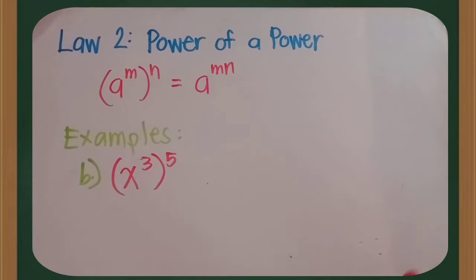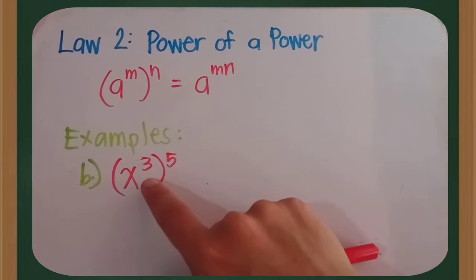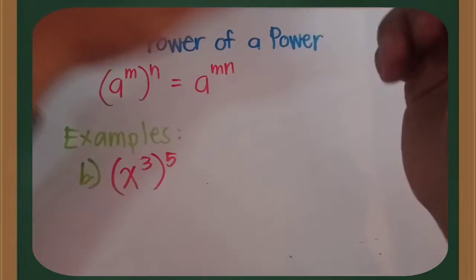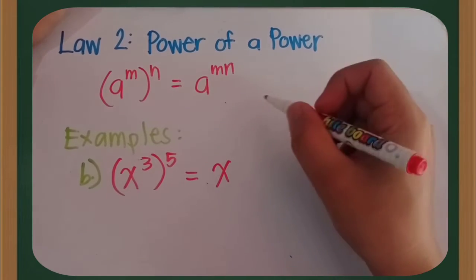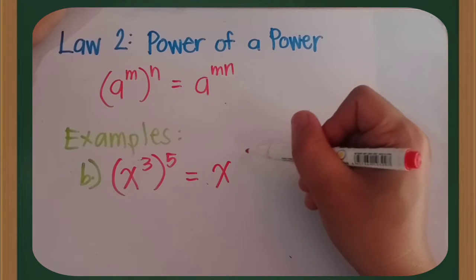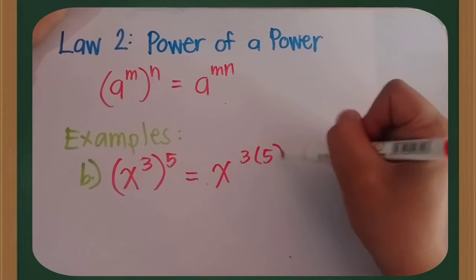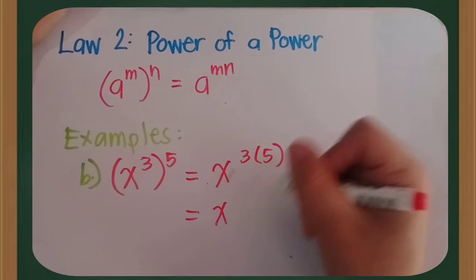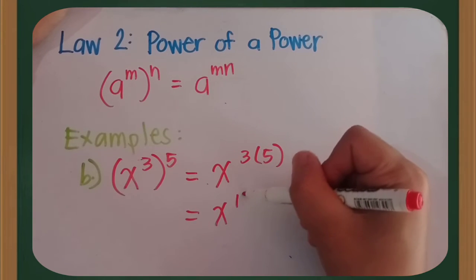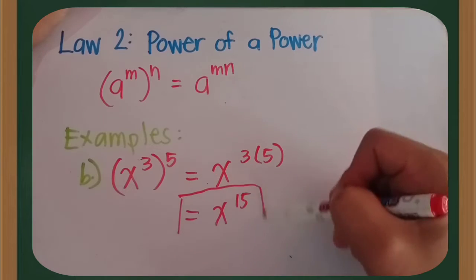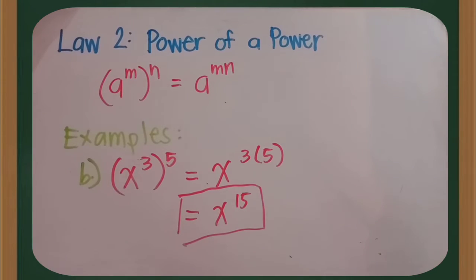And we have the second example, x raised to the power of 3 raised to the power of 5. Again, all we do is copy the base and multiply the exponents. So we have 3 times 5. And x raised to the power of 3 times 5 is equal to x raised to the power of 15. So this is the final answer. So that is all about power of a power.